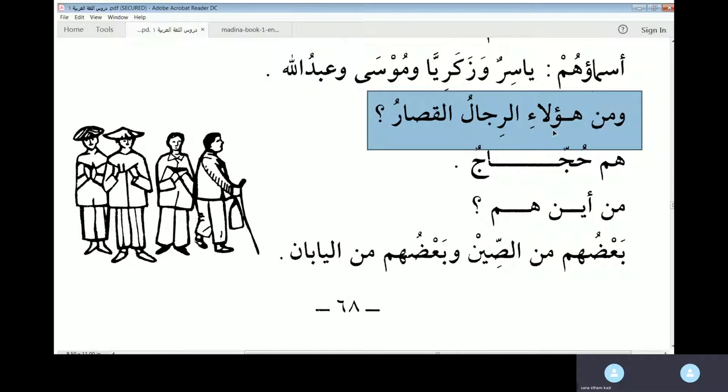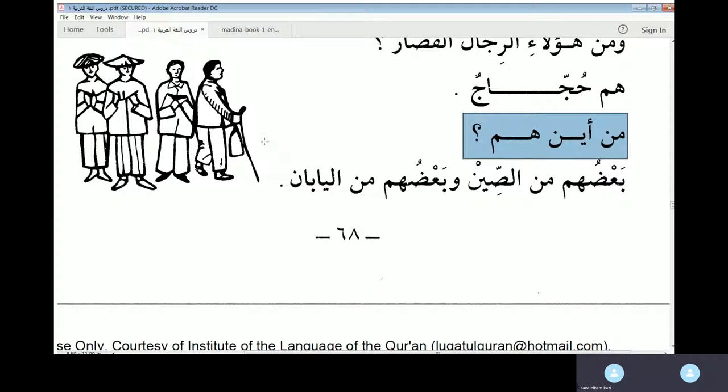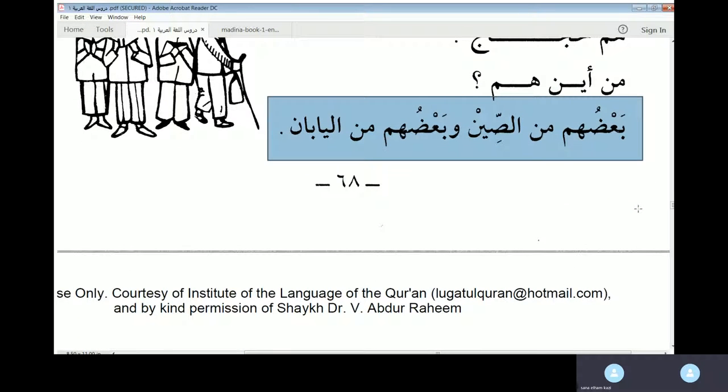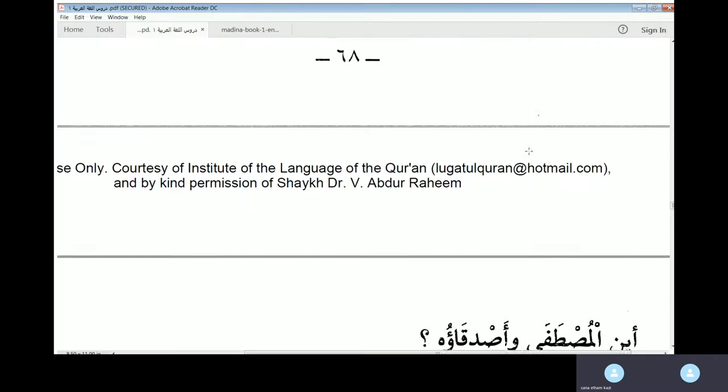And who are these short men? They are the pilgrims. Min aynahum? Where are they from? Ba'aduhum min al-Sini wa ba'aduhum min al-Yabani. Some of them are from China, and some of them are from Japan.